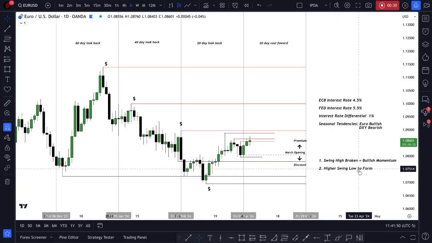For those that have less confidence in finding the trend, I tell you to follow the bullish trend formula, which means a swing high is broken, which is right here, February 29th. That was a swing high that was broken here on March 4th. After that, we would wait for a higher swing low to form. So that's for those that need more confirmation and more confidence.